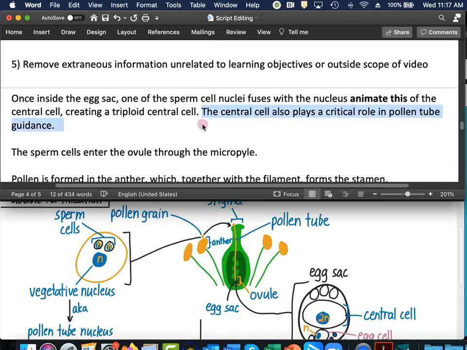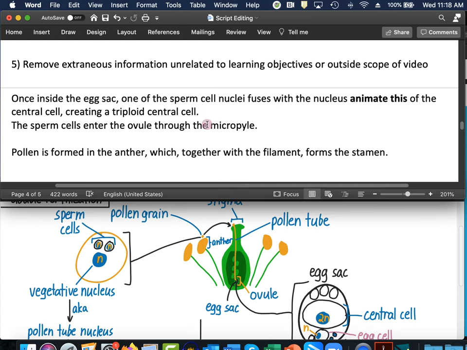I've already mentioned how the pollen tube is guided to the ovule more generally by just saying that it's guided there by cells within the female part of the flower. I don't really want to get into the mechanism of how that happens within this video. I don't want to get into the specific cells, like the central cell, that are making that happen. That's more suited to probably a plant physiology course rather than a general genetics course, which is what this video is for. So I'm going to just delete that sentence.